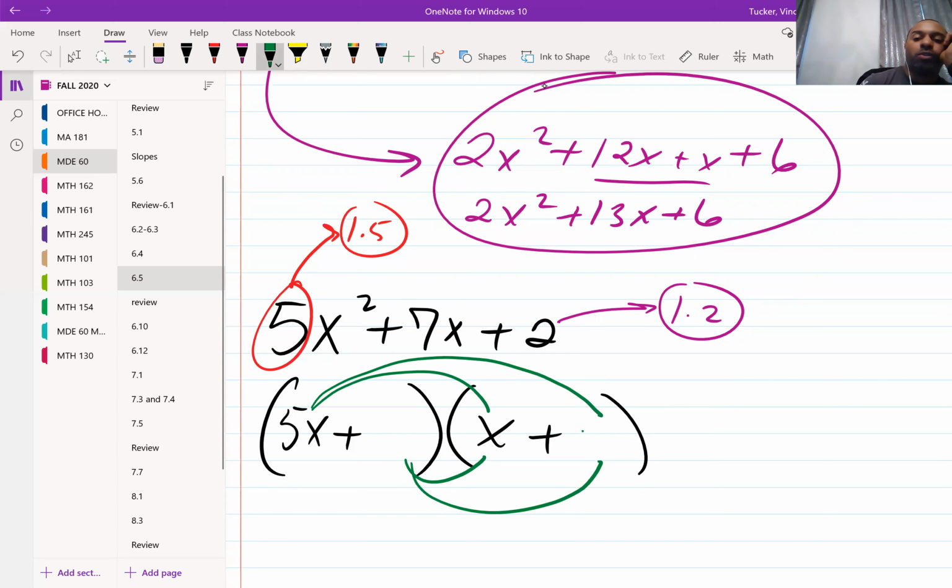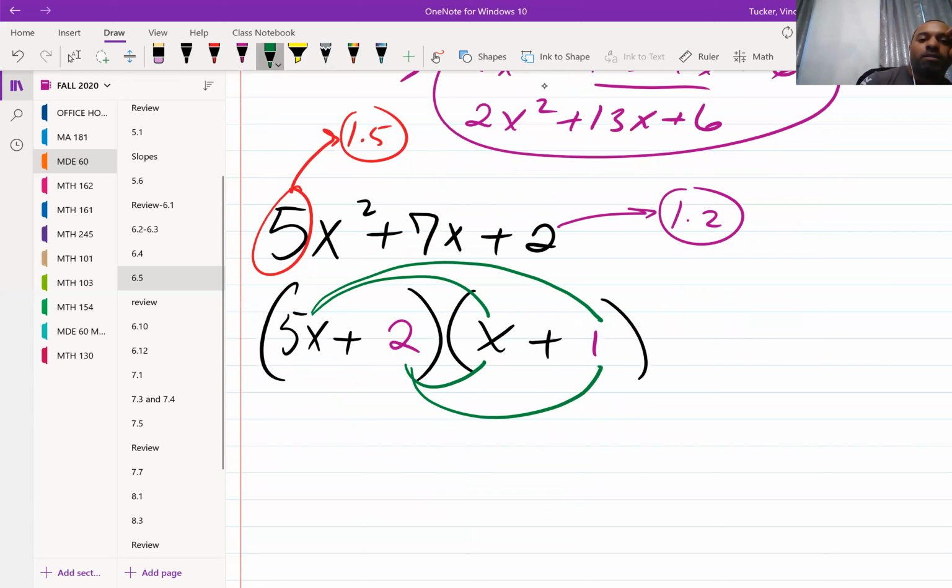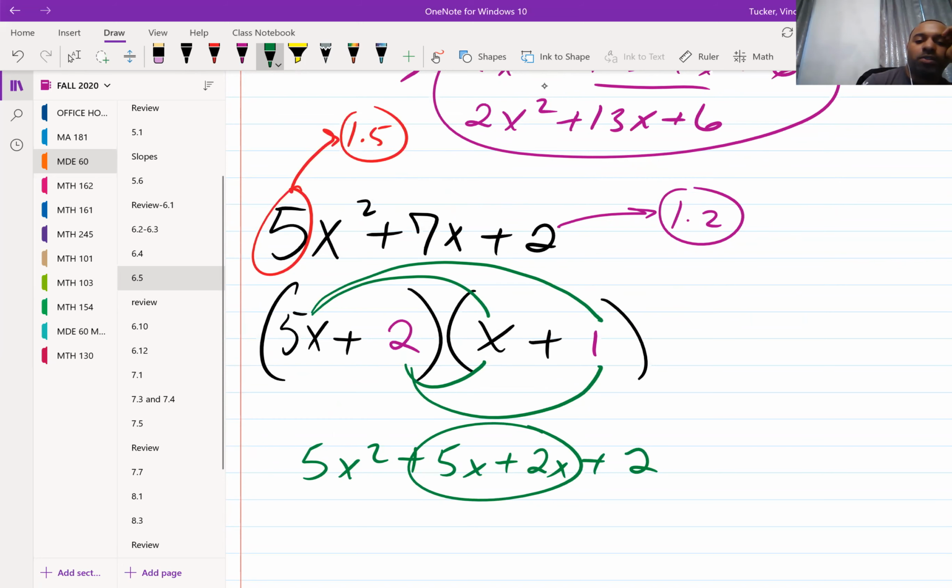So if I were to put a 2 right here, I'm automatically getting 10x. So that's not going to work. It's in the reverse. You got it, sir. So I'll put the 2 right here and the 1 right here. And once again, if you want to check it, 5x times x is 5x squared. 5 times 1 is 5x. Next would be 2x. And then 2 times 1 in the back. So you see when you add those two together, you get your 7x in the middle.